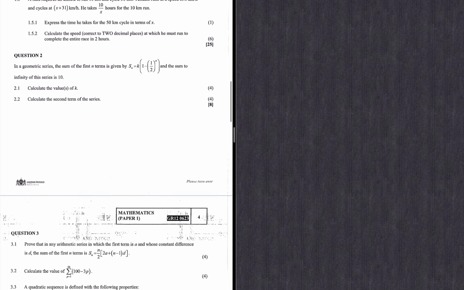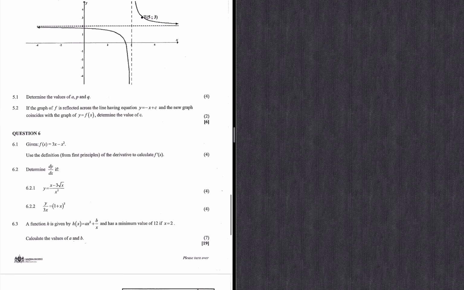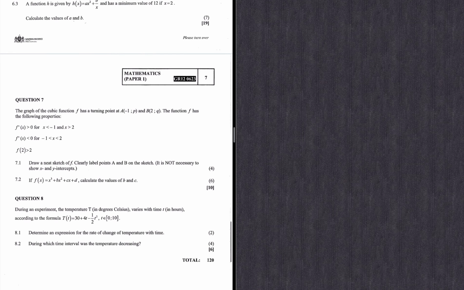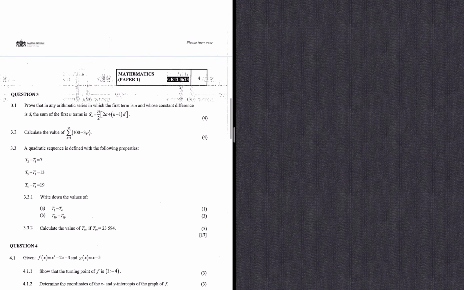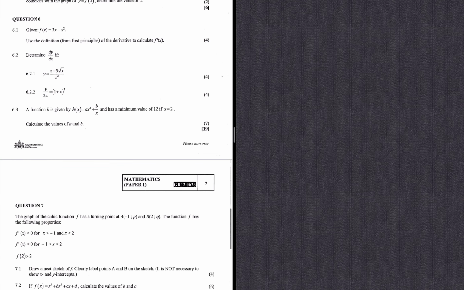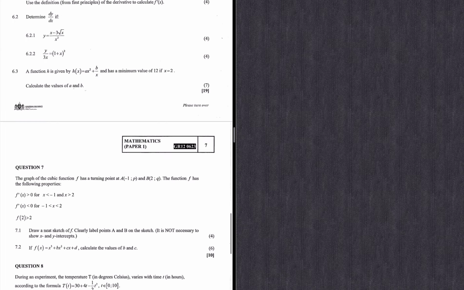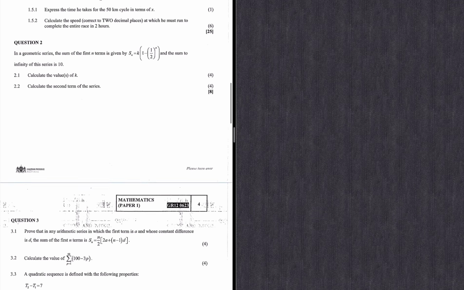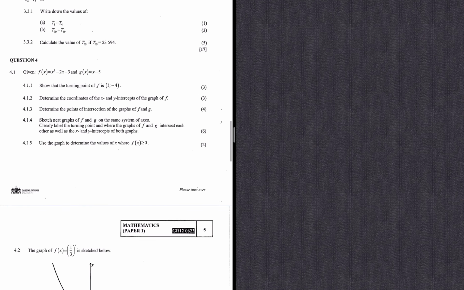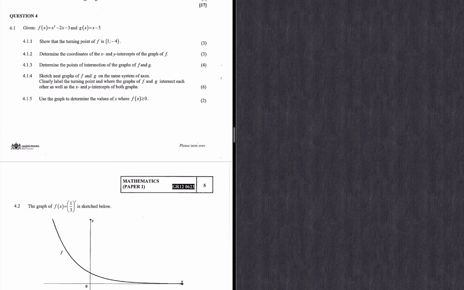This paper consisted of algebra, number patterns, functions, and calculus. For that reason, I'm going to do from functions up until calculus. That is question 4, question 5, the whole of it, and question 6. I'm going to reserve question 7 and 8. It's cubic graphs there, as well as algebra and number patterns. I'm going to couple it in one video. But for now, I don't want to waste so much time by giving flimsy explanations. Let's start with question 4.